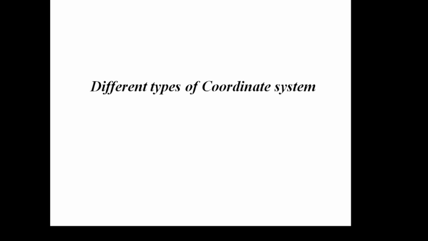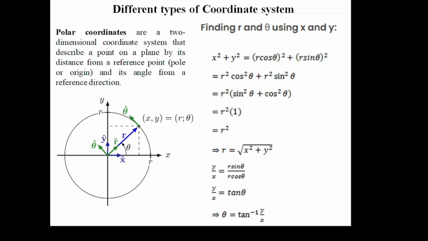Hello students, today we will discuss the different types of coordinate system. All of you know the Cartesian coordinate system to specify one particle's position. That means in Cartesian coordinates we require x, y and z in 3 dimensions. So today we will discuss some other types of coordinate system. First we will discuss polar coordinates.